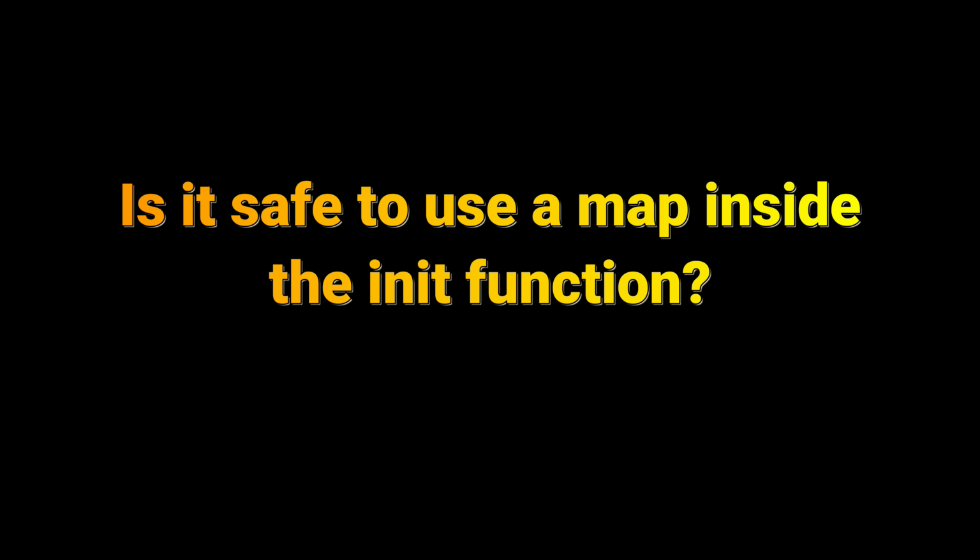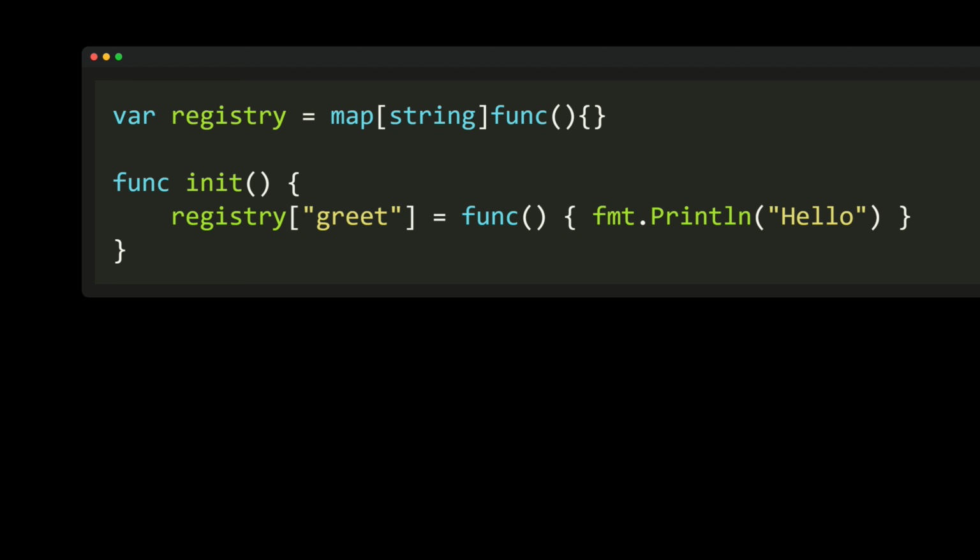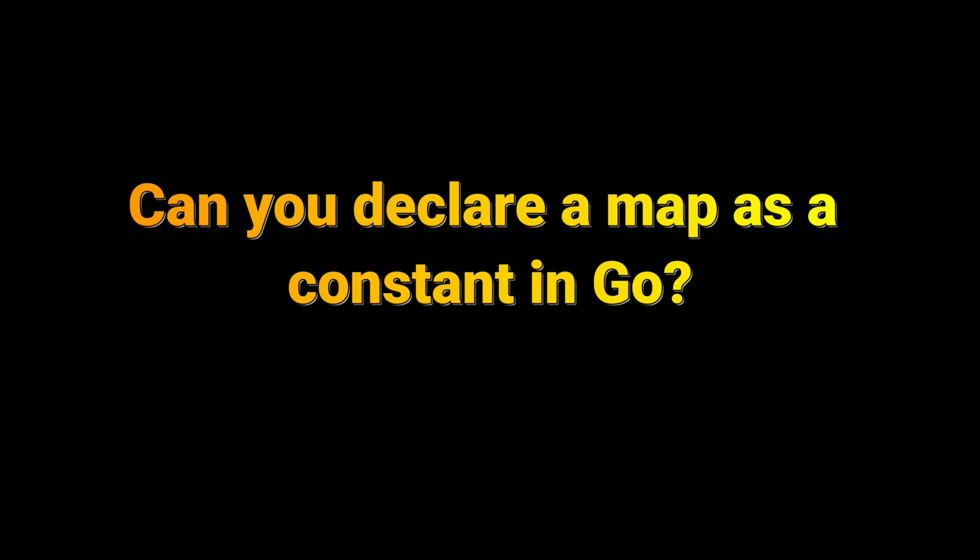Question: is it safe to use a map inside the init function? Yes, it is safe to use a map inside an init function because init functions run sequentially in a single Go routine before the main program starts. There is no concurrency at this point, so no race conditions can occur. This makes init functions a good place to set up maps with initial data that will be used later by the program.